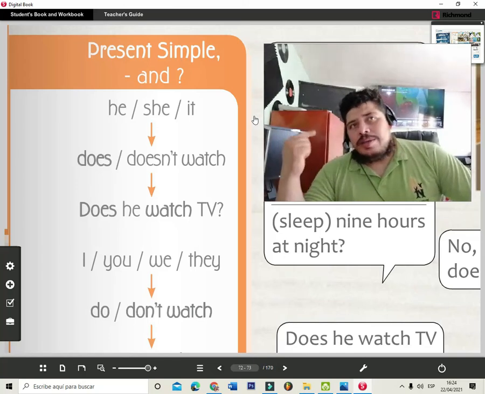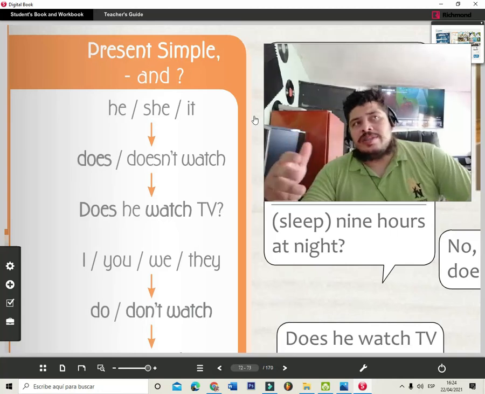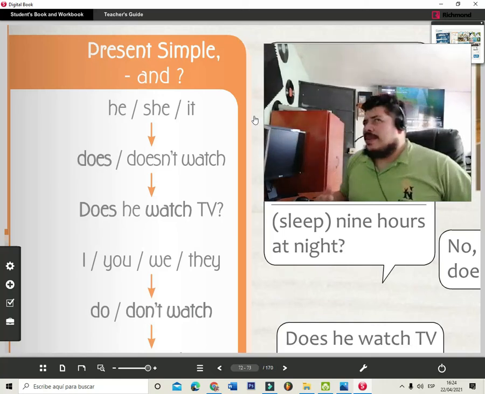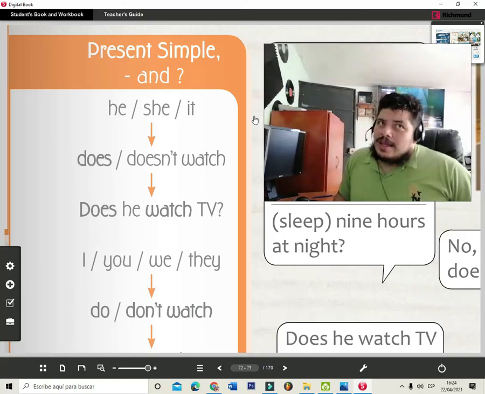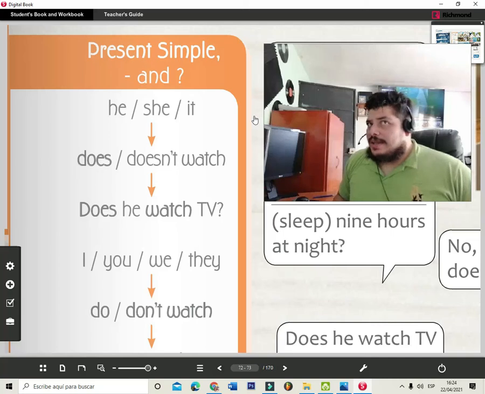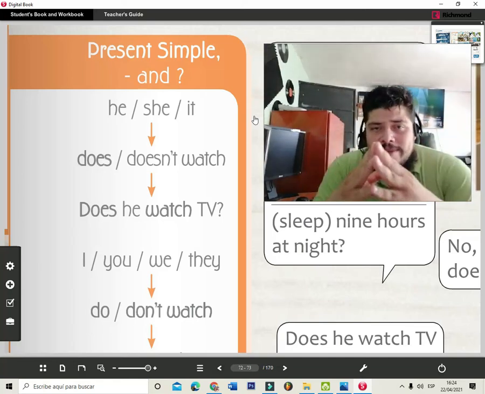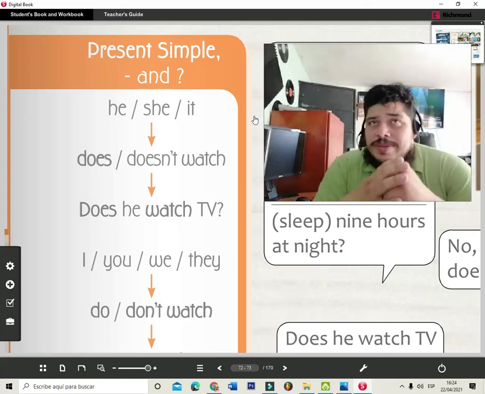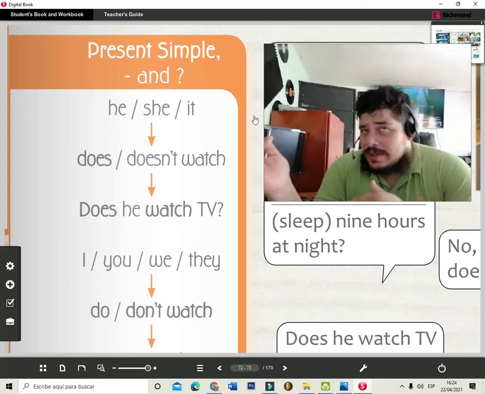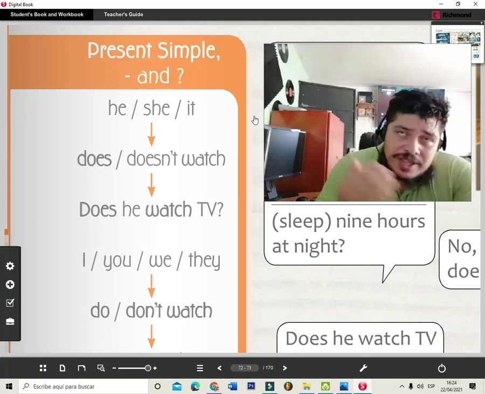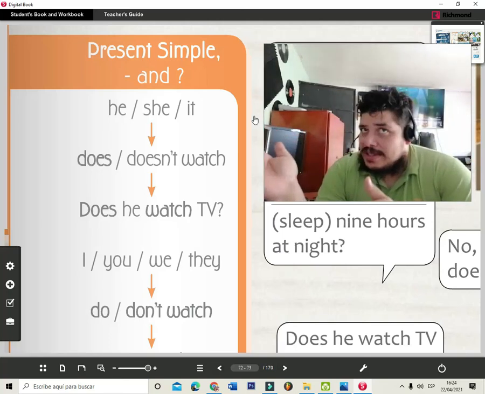Do for I, you, we, and they, and does for he, she, it. So what we have is, do you play video games? And does she play video games? Something here that we can take into consideration, guys, is the short answers. Okay? Do you play video games? We can say yes, I do, or no, I don't. Does she play video games? Yes, she does. No, she doesn't. Okay?